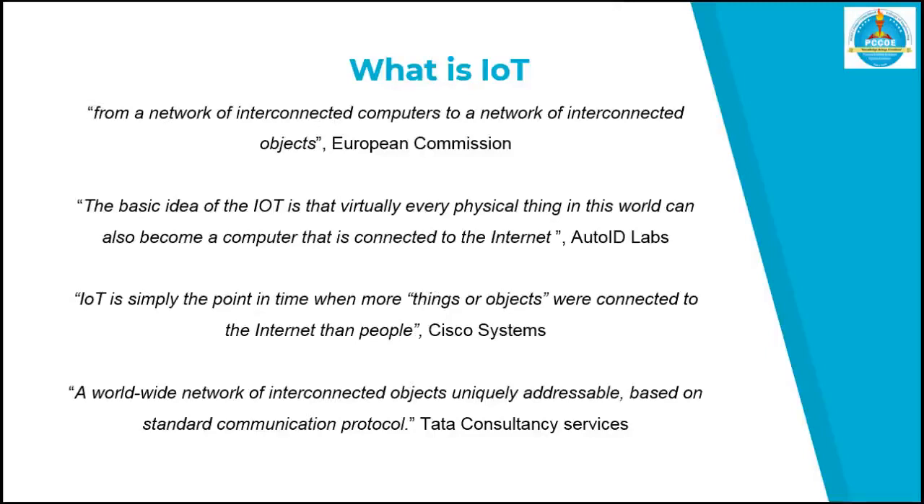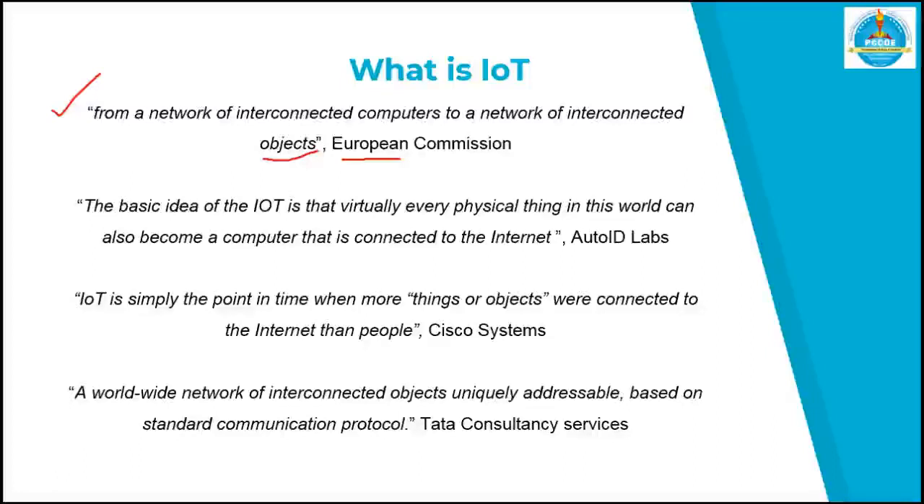There are various companies that define what is meant by IoT. So if I'm talking about the very first definition, the European Commission states: from a network of interconnected computers to a network of interconnected objects. Initially, in computer networks, computers are connected to each other through the internet and can communicate or share data with each other. In the same way, we are expanding from a network of interconnected computers to interconnected objects. Any objects can communicate information with each other via the internet. This is one of the definitions given by the European Commission.